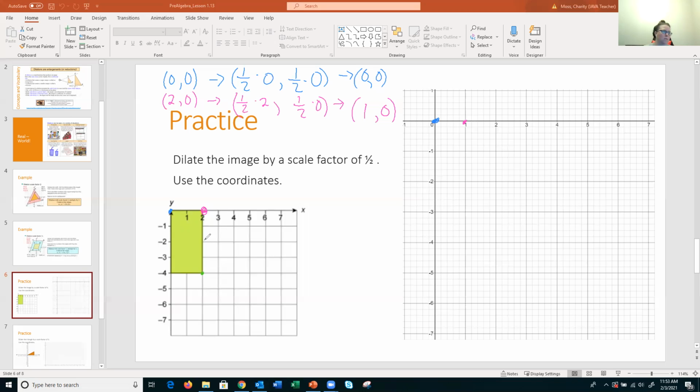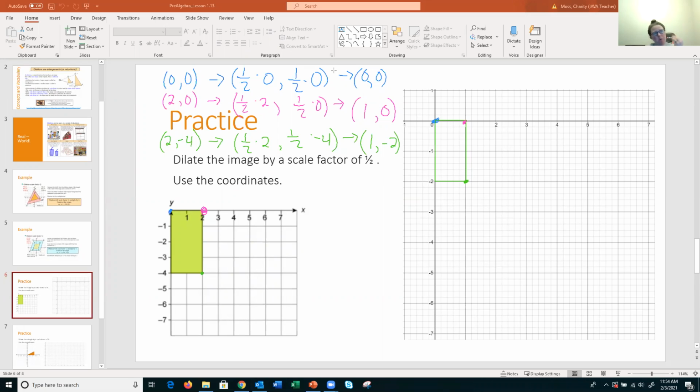All right, so this coordinate right here is 2, negative 4. We're going to apply the rule, 1/2 times 2, comma 1/2 times negative 4. And that's going to give us 1, -2, which is right here. And obviously, I don't feel like we need to do that last coordinate. If you want to, you can. You're going to see it's going to be 0, -2. So our rectangle is here.